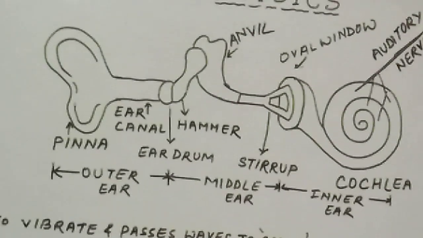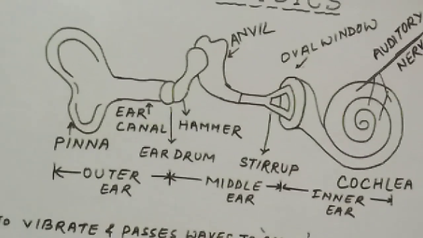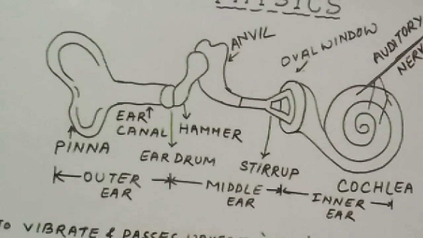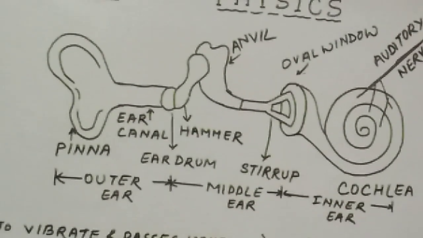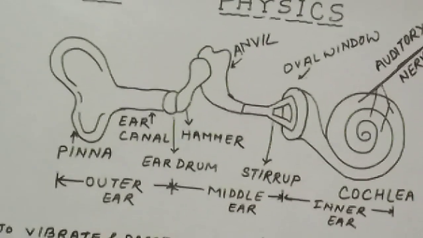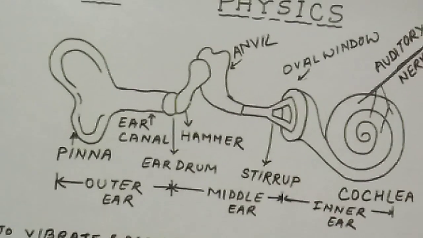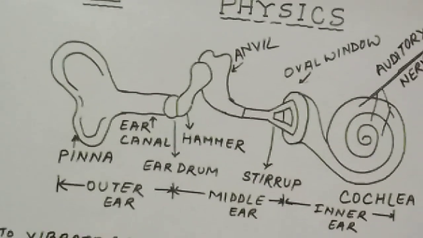The complete human ear is divided into three parts. The outer ear consists of pinna, ear canal and eardrum. The middle ear consists of the combination of three bones: hammer, anvil and stirrup. The inner ear consists of oval window, cochlea and auditory nerves.